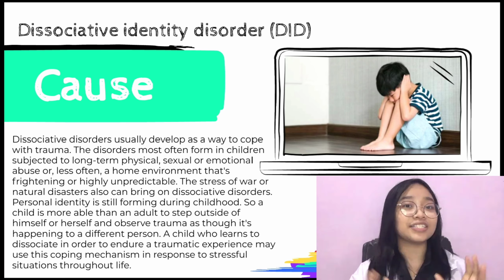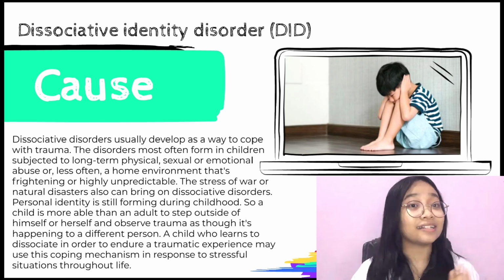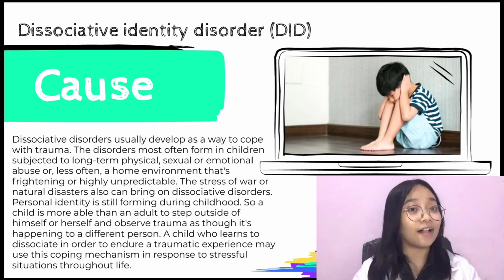Personal identity is still forming during childhood. So a child is more able than an adult to step outside of himself or herself and observe trauma as though it's happening to a different person. A child who learns to dissociate in order to endure a traumatic experience may use this coping mechanism in response to stressful situations throughout life.